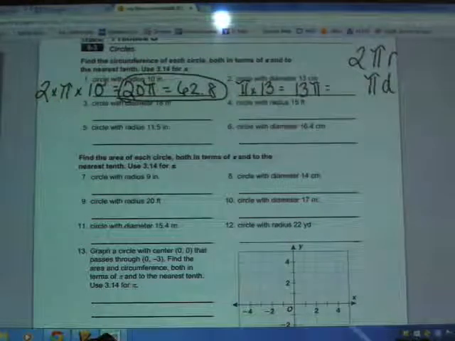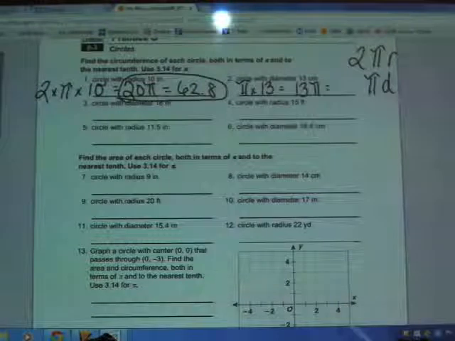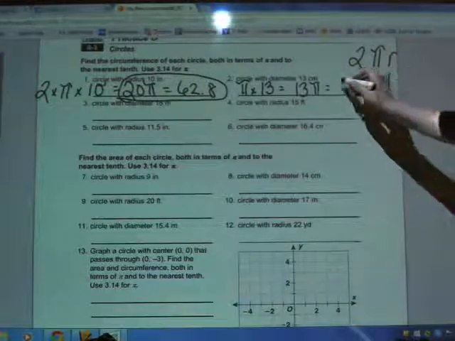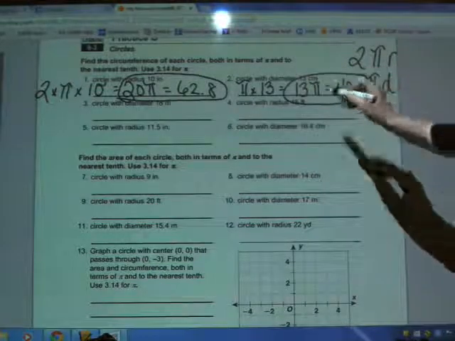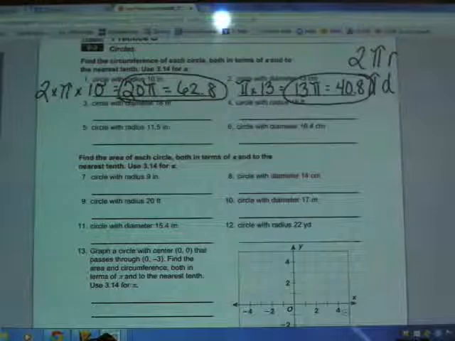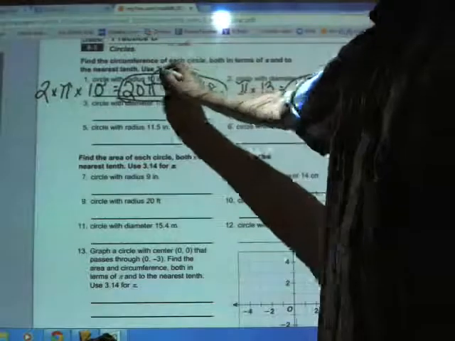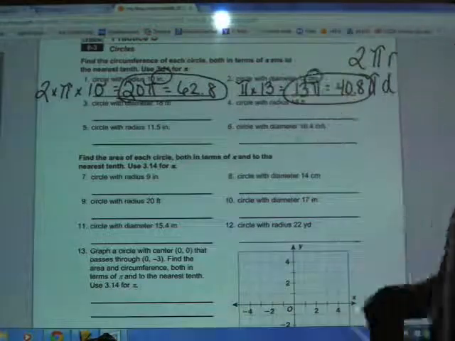And then to find the actual numeric value, we're going to take 13 and multiply it by 3.14, which is 40.82. But remember, directions say to the nearest tenth, so that's going to be 40.8. And of course, the units on these, because we're just finding the circumference, would be the same as the units given in the question. So this one is going to be in inches, and this one's going to be in centimeters.